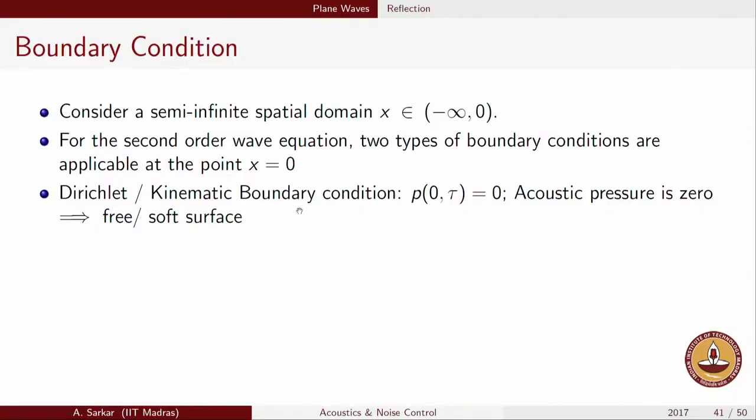The same thing will happen with what we call an acoustically soft surface, where the acoustic pressure is taken to be 0. There will be absorbers of different kinds, and some of these absorbers can at least be approximated as a soft surface, where the pressure basically turns 0. This is called the Dirichlet or the kinematic boundary condition.